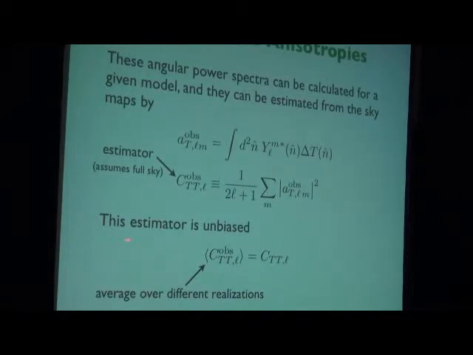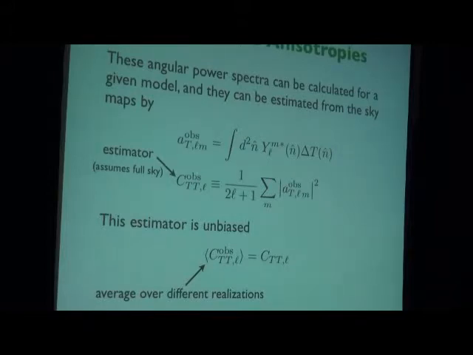And the nice thing about it is that it's unbiased, which means that if you have a given model and you draw one realization of the CMB, you get one set of a_lm's, then measure the observed C_ls that you get for it, then you draw another realization and so on and average all of them. Then the average over these will be the power spectrum that you fed in. So this will be your theory power spectrum.